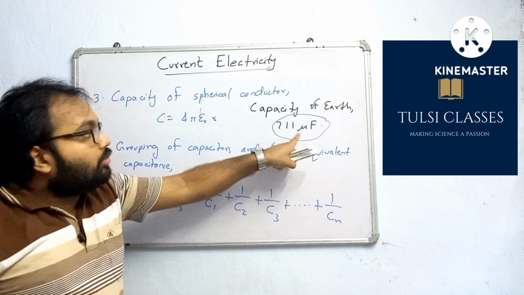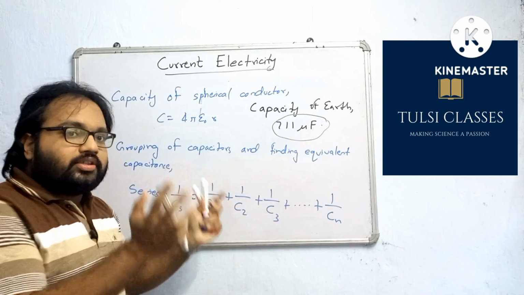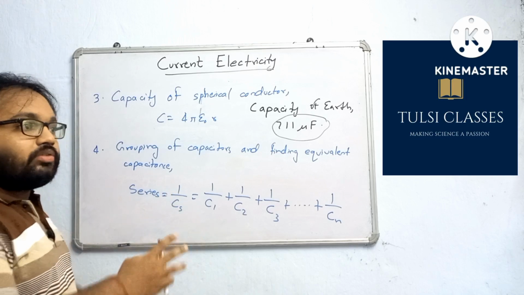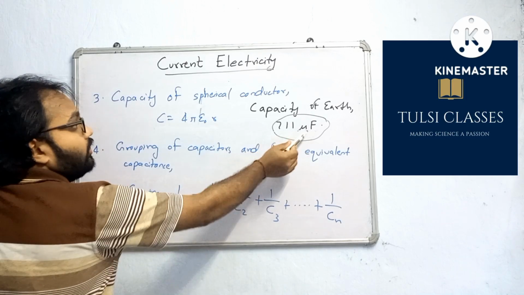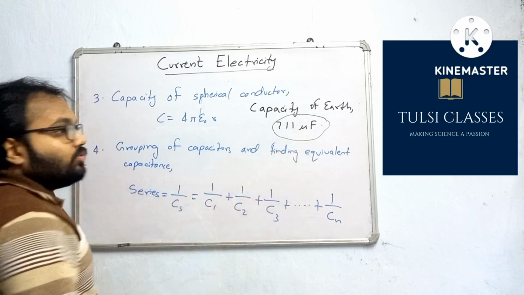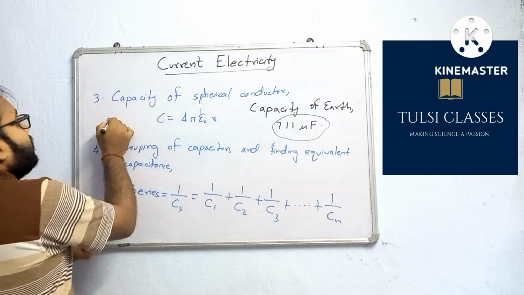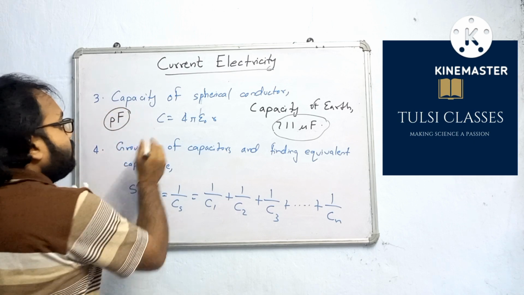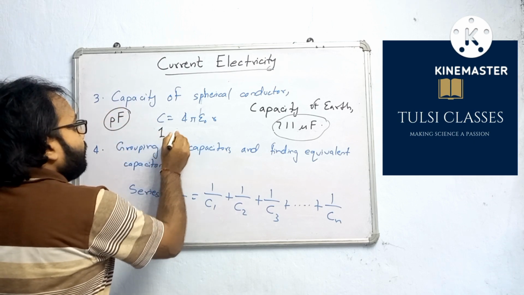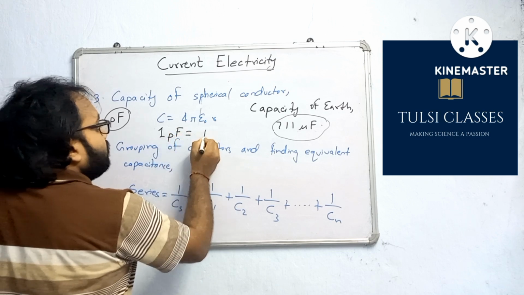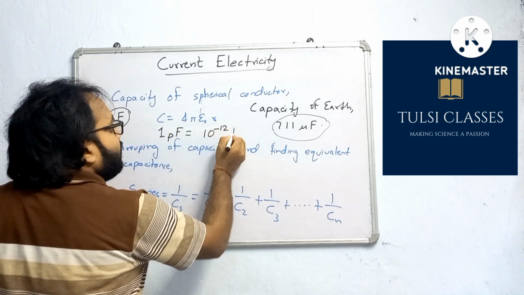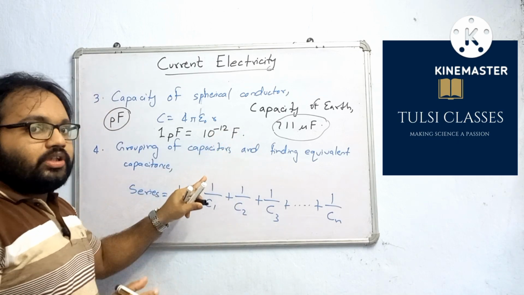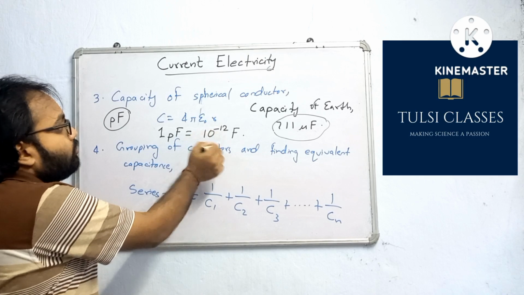So see, it is also coming in microfarad, even though earth is a very large conductor, means the size of the conductor which is of the size of the earth is very high, or the capacity of earth. That's why in general we use picofarad. I told you picofarad, and 1 picofarad is equal to 10 raised to the power minus 12 farad. This is the conversion. You have to remember, if the option is given in picofarad, then you will choose option accordingly.